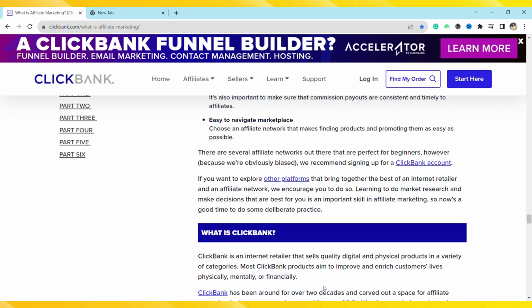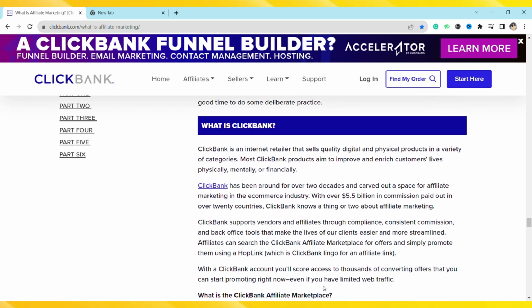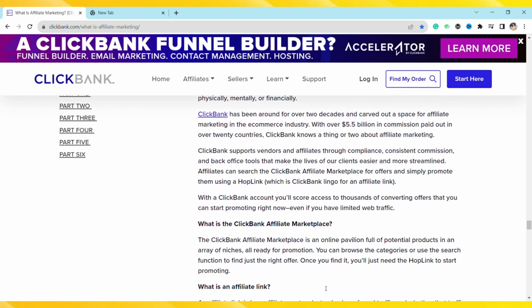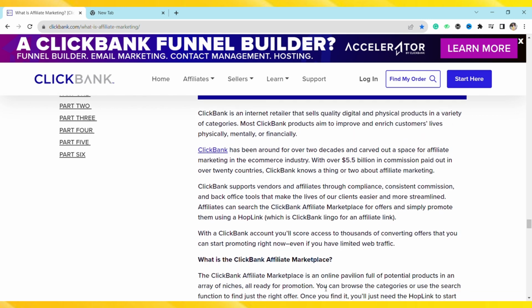There are several affiliate networks out there that are perfect for beginners. Why choose Clickbank? Clickbank has been around for over 2 decades and has carved out a space in affiliate marketing in the e-commerce industry, with over $5.5 billion in commissions paid out in 20 countries. So it's a very trustworthy and authentic platform.